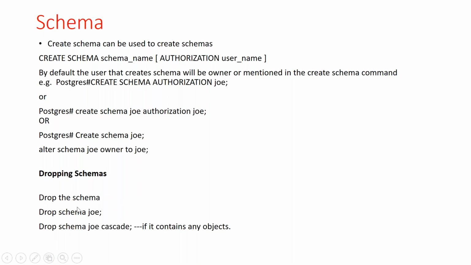If you drop a schema, it will give you an error if it contains an object, just a warning that it has objects, so do not drop it. But if you want to drop it seriously, you're very sure, then you put a cascade. Then automatically all the objects inside that schema will also be dropped, all the tables, indexes, whatever you've created will also be gone.